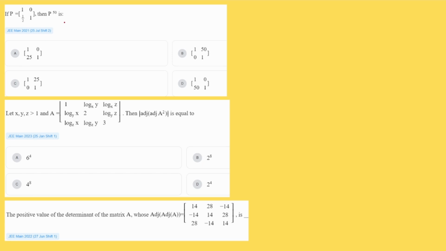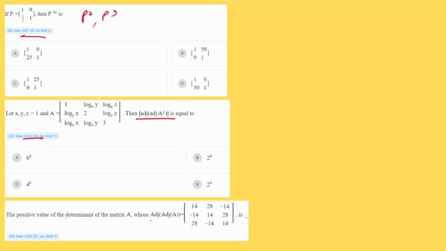And again here, multiplying, you need to find P raised to 2, then P raised to 3, find out a pattern, right? This was asked in the year 2021. Again you can see an adjoint related question in 2020, 25th January.